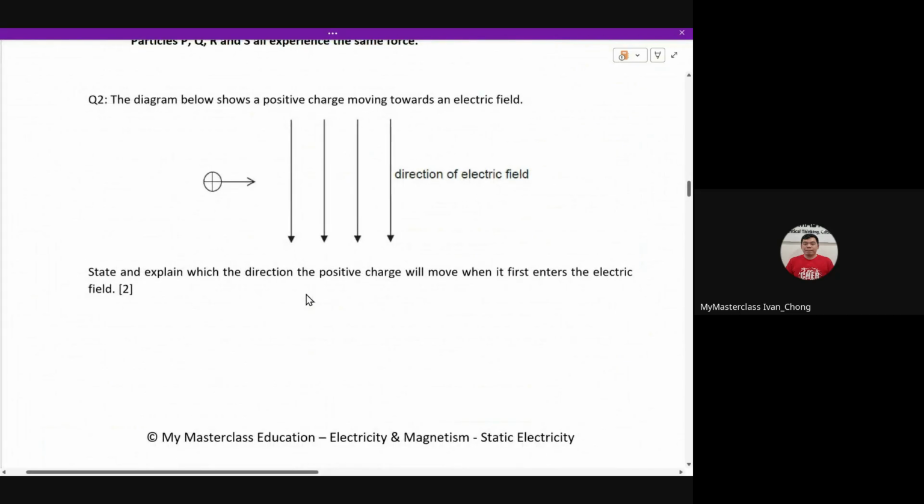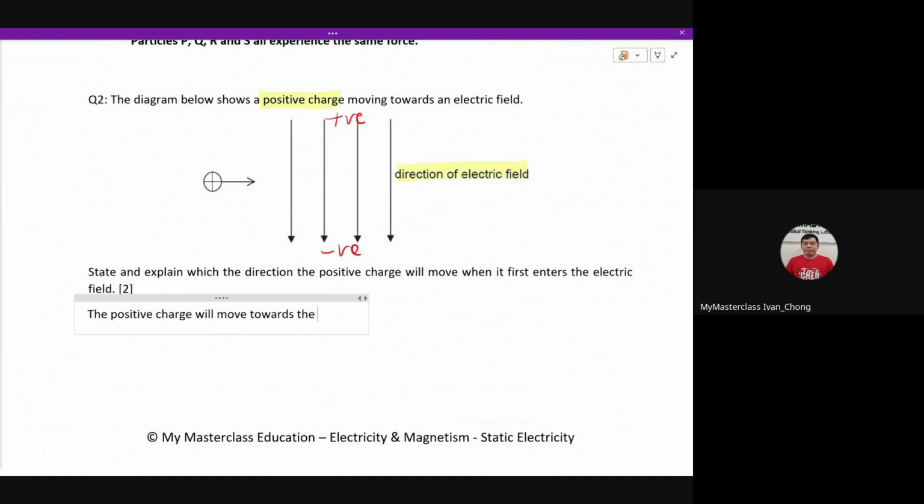Okay, now next one. Same thing, always read your questions carefully. You have a positive charge, and this is the direction of your field. So this is positive, this is negative, because we always move from plus to minus. What is the direction that your positive charge will move? The positive charge will move towards E. Where would it move? It will move downwards, or you can say that it will be deflected downwards. Okay, why is that so?